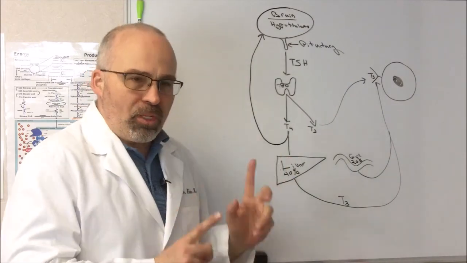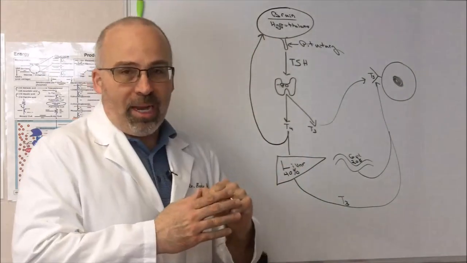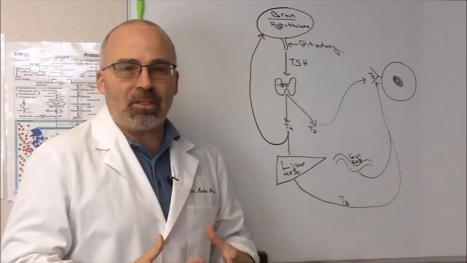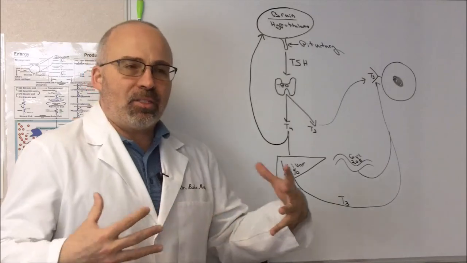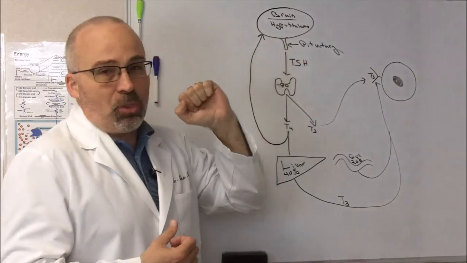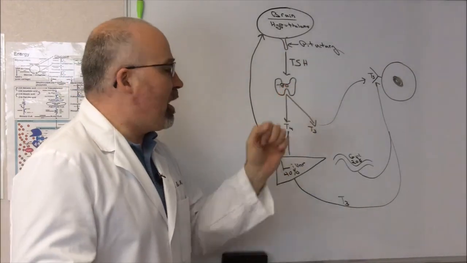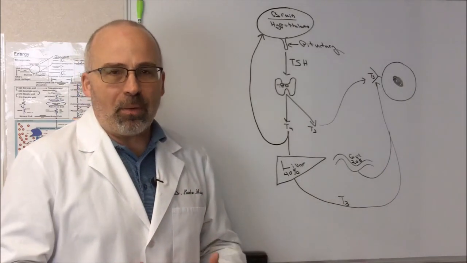I want to go back to just some really basic parts of how the thyroid works. Up here in your brain, there's a gland called the hypothalamus. And the hypothalamus senses and measures a lot of body activity, and then it comes down and tells your pituitary to release a hormone called TSH. TSH goes down to your thyroid, tells your thyroid to make the thyroid hormones.